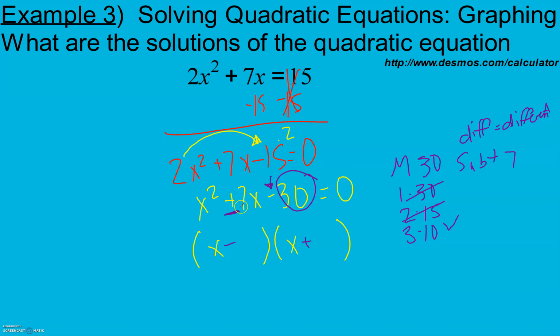We check the sign in the middle. Here it's positive. That always goes with our bigger numbers. So positive 10 minus 3.